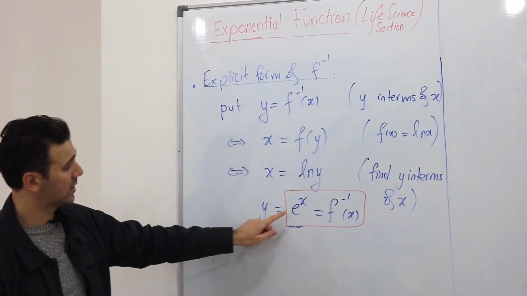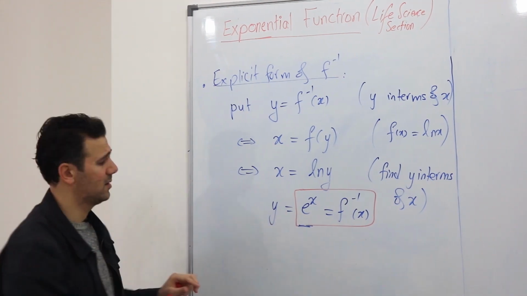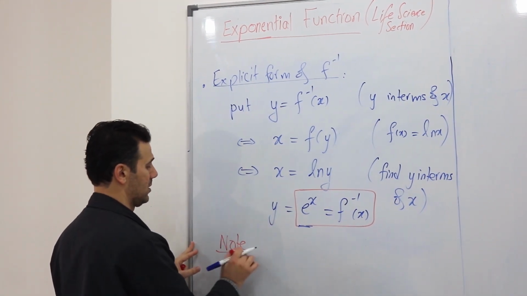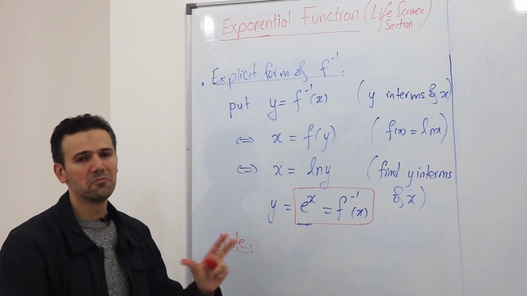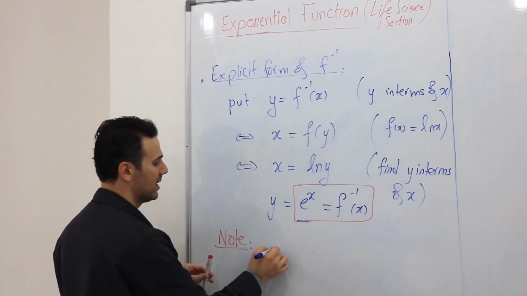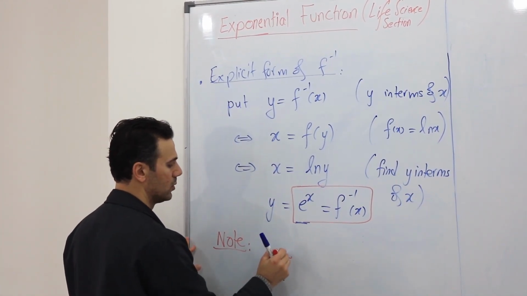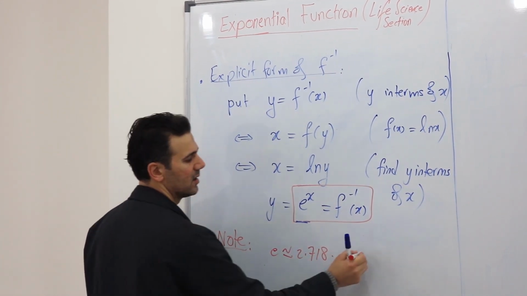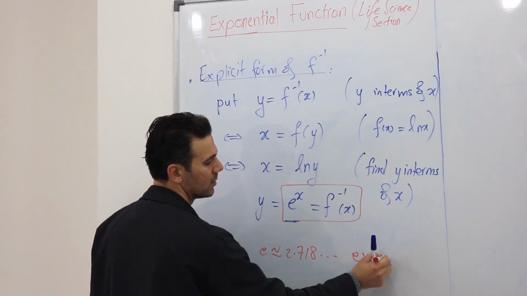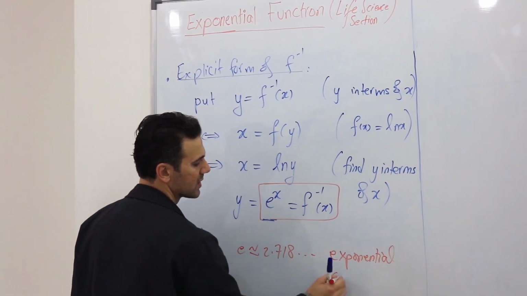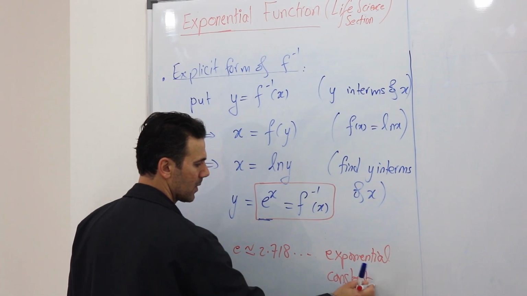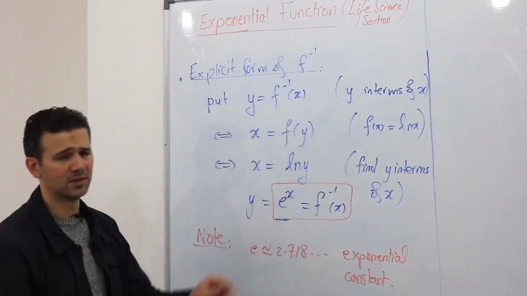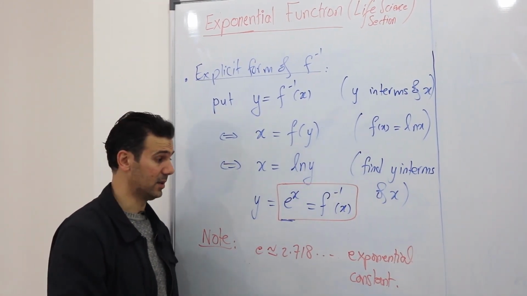Okay? What is e? e is the constant number, an irrational number. It is approximated to 2.718, etc. It's called the exponential constant in mathematics, and is approximated as 2.7. You can find it easily using a calculator.